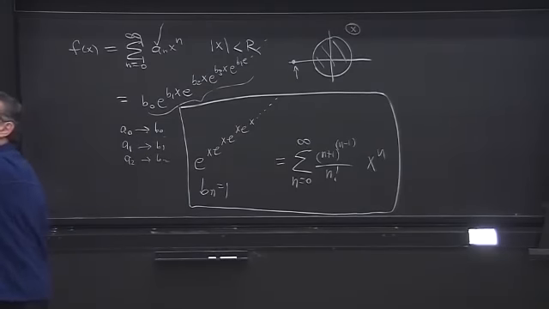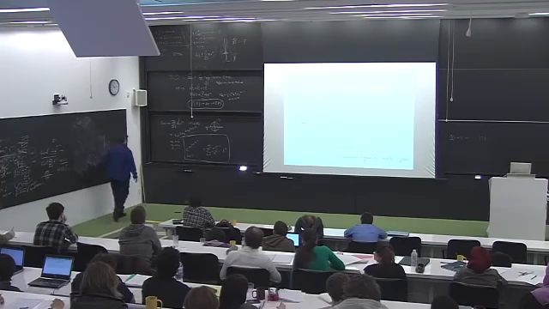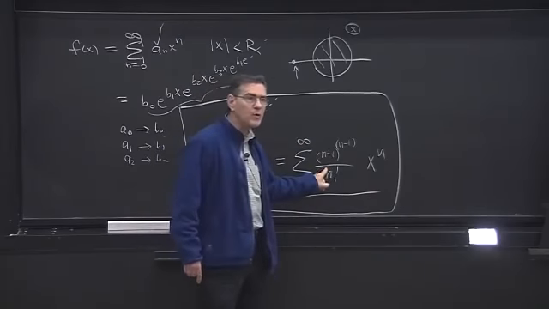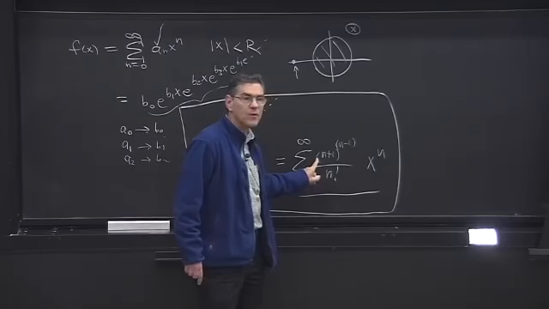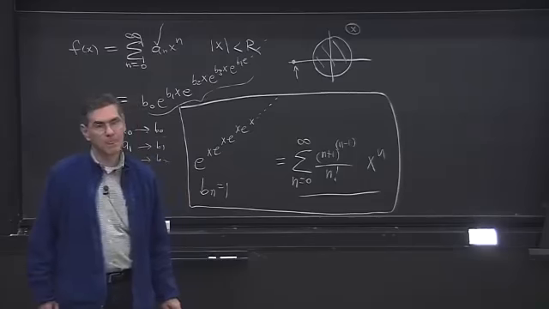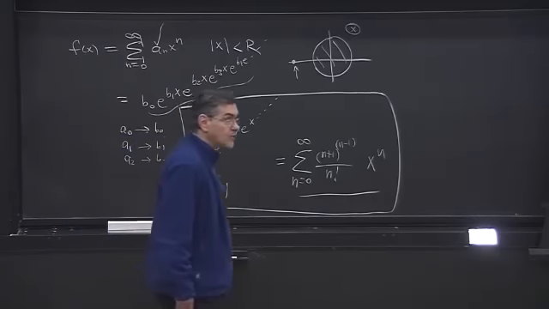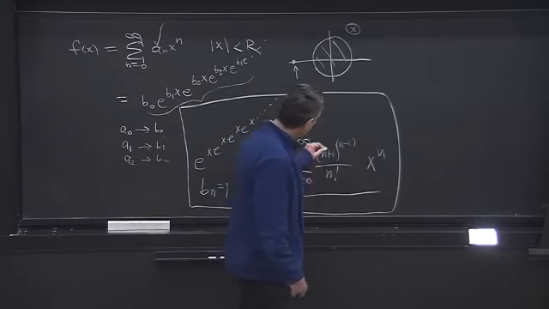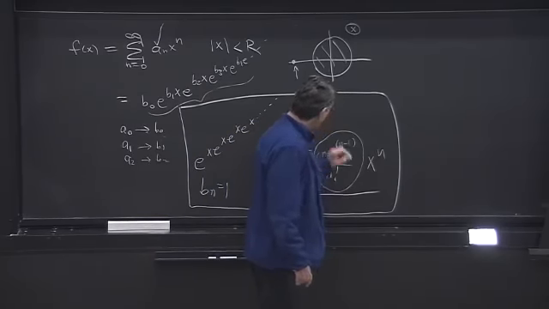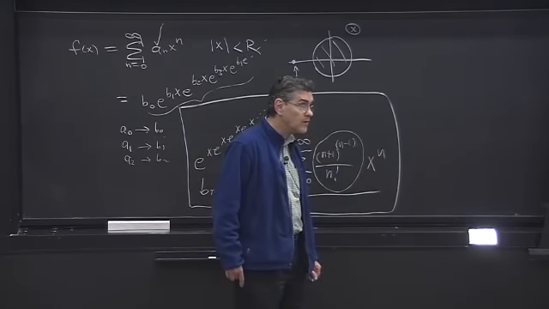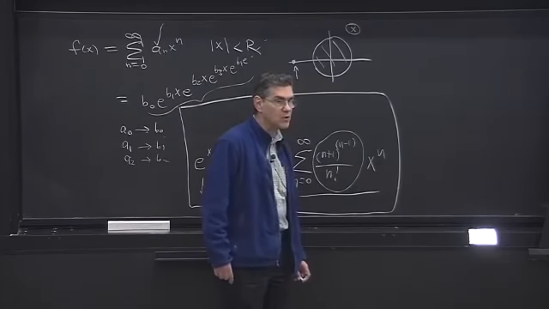Well, the question is, where does this converge? Can you tell me what the radius of convergence of this is? What's the radius of convergence of that series? Does anybody know? Oh, no, not 0. So we need to know, how does this behave for large n? To determine the radius of convergence, how do these coefficients behave for large n?